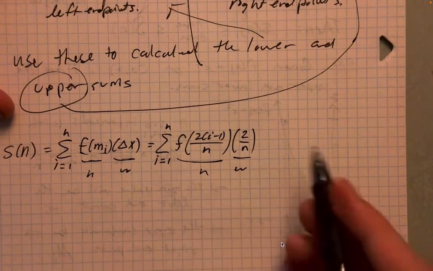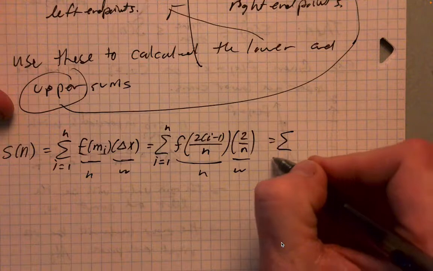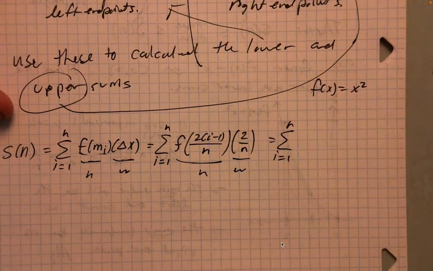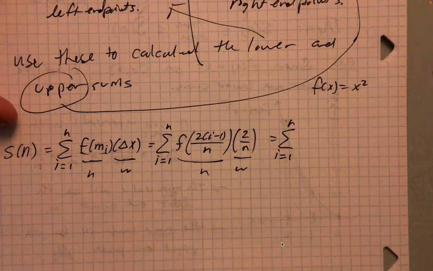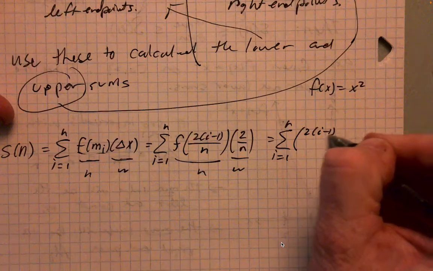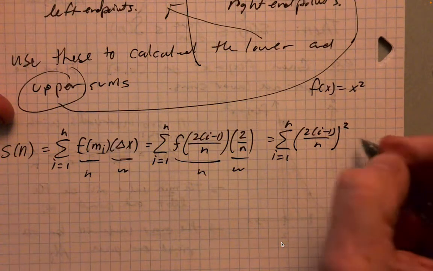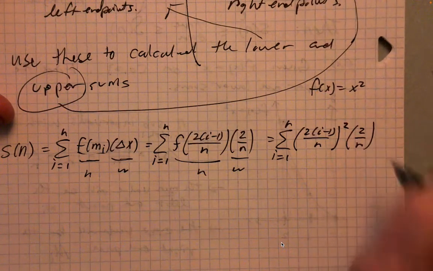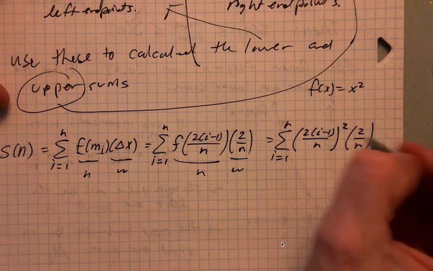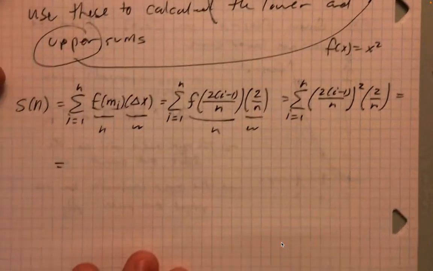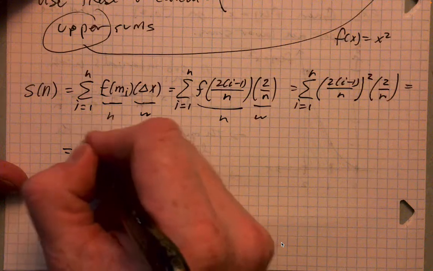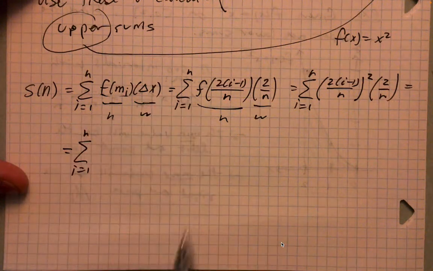And now we have to actually plug in the function. Remember, the function is f of x equals x squared. So we've got to plug that in. So here I would have (2 times (i minus 1) over n) squared times 2 over n, like so. And then we can sort some of this out, i equals 1 to n.